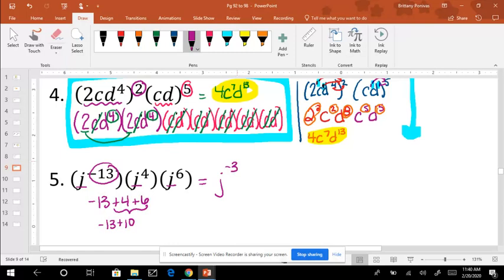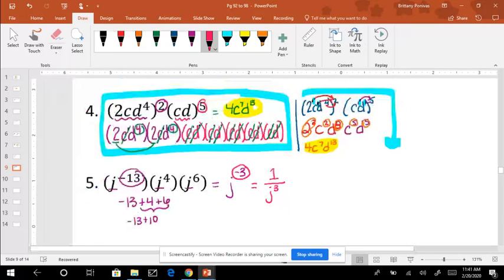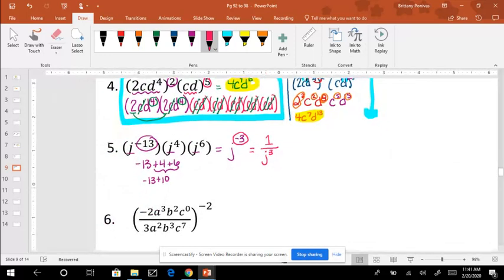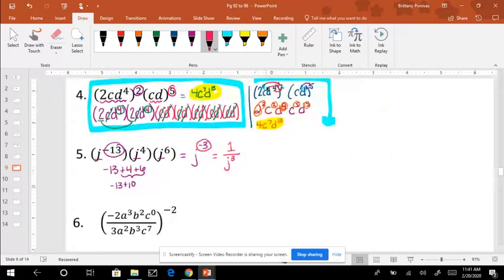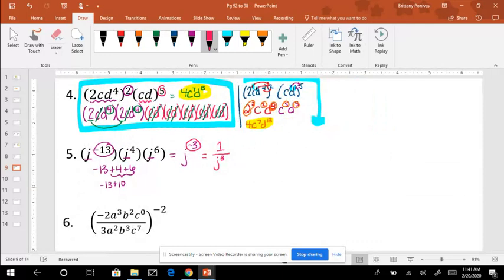At this point, it's a negative exponent, and we usually don't leave them like that. So the negative 3 would bring this j down in the denominator with a positive 3 and a 1 on top. So that would be the final answer for number 5. So make sure you have those two answers written down and go ahead and copy number 6. I'll pause for a second to make sure you've got 4 and 5 down, and 6 is on the next slide.